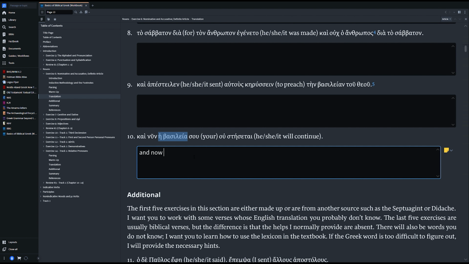And now the kingdom. Su means your. So it's not the kingdom. I go back and erase that and do your kingdom. U stisete. We haven't had stisete yet. And it says will continue. You can also translate this will not stand, but we haven't gotten to stisete yet. So, now your kingdom will not stand or continue. There you go.